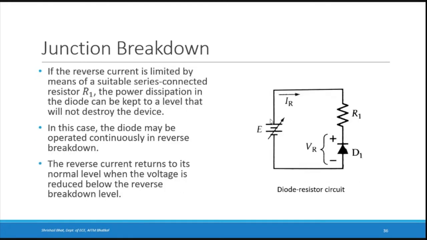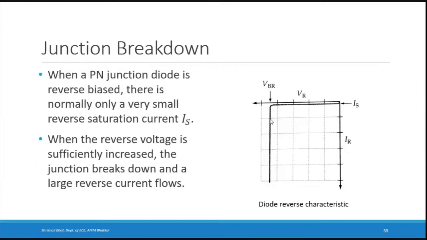The reverse current will return to its normal level when the voltage is reduced from the reverse breakdown level. See, if it is operating in the safe region and you bring down the voltage from the reverse breakdown voltage, then the current will go back to its normal reverse saturation level. So you have to be very careful that the resistance limits the current within the maximum level, and thereby the power dissipation is also limited, so that the diode does not get spoiled.